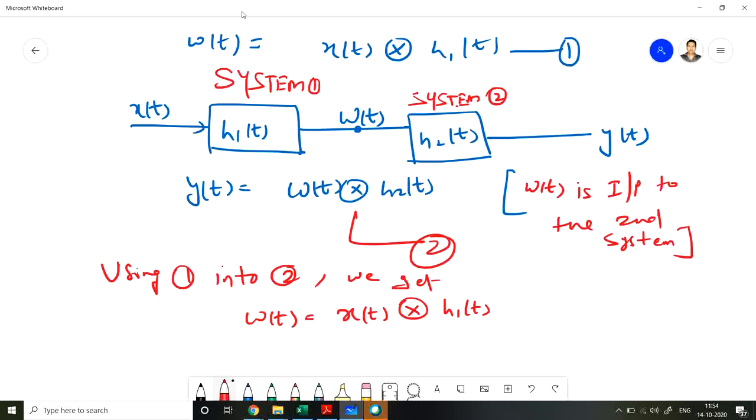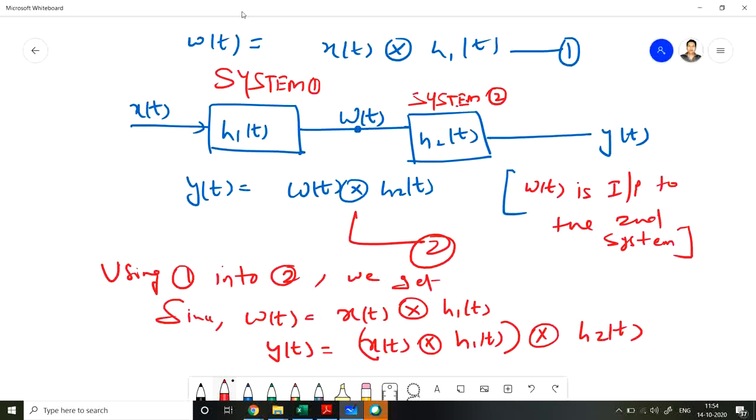So this w(t) we are using in this. So what is y(t)? y(t) is equal to x(t), since this w(t) is equal to x(t) convolution with h1(t), so y(t) is basically x(t) convolution with h1(t). Let us take this bracket, and then after this convolution with h2(t). So basically we have substituted the value of w(t) in equation number 2. So this is our y(t).